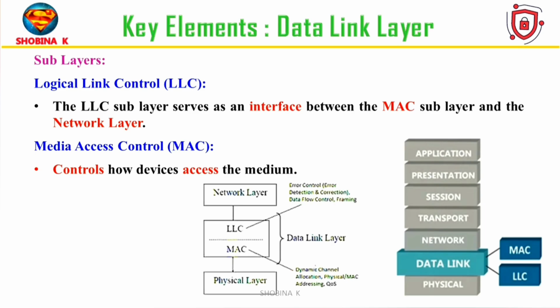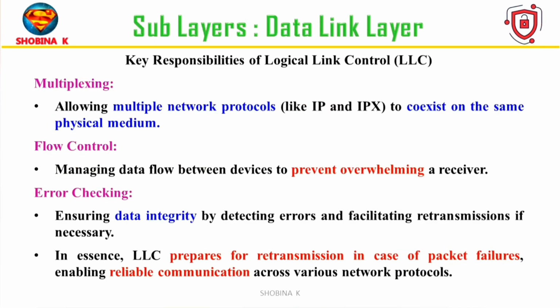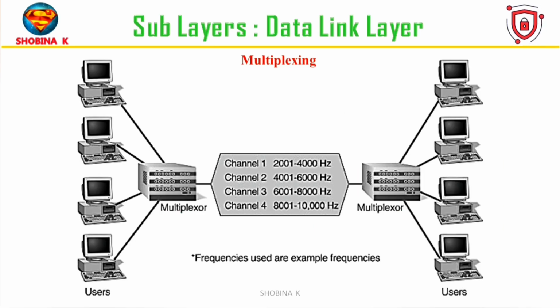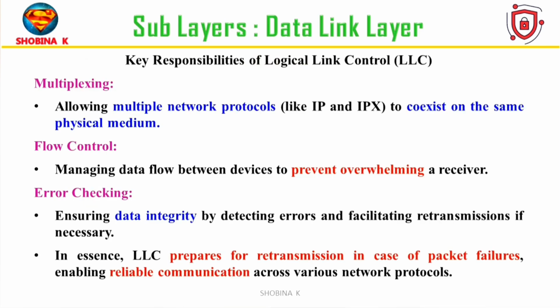Logical link control acts as an interface between the data link layer and the network layer. The logical link control is positioned above the medium access control sublayer. Its responsibilities include multiplexing, flow control, and error checking. Multiplexing means it enables multiple network protocols such as IP and IPX to operate simultaneously over the same physical medium. Multiplexing maximizes the use of network resources by preventing interference between different types of data, which leads to improved overall network performance. Therefore, multiplexing in the LLC sublayer enhances the efficiency and effectiveness of network communication.